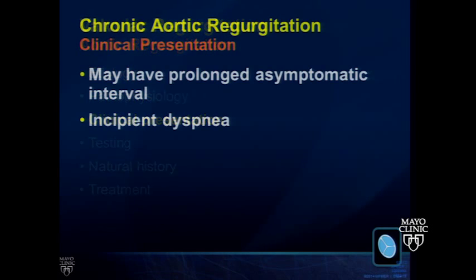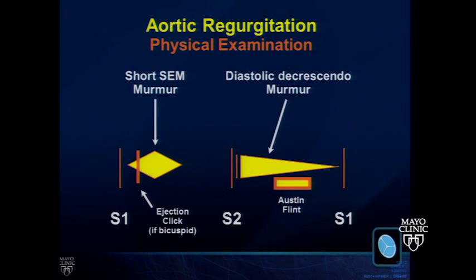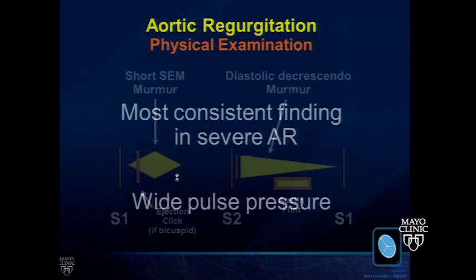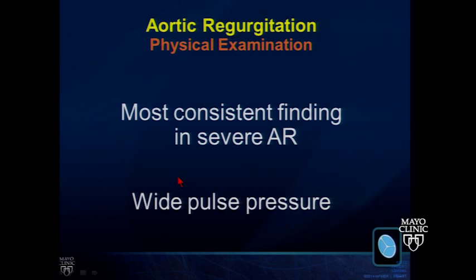Now, clinical presentation: they'll have a long, prolonged asymptomatic interval, and may have incipient dyspnea. Kyle again went through the physical findings, but it's that loud diastolic decrescendo murmur. If the jet hits the mitral valve, you may have an Austin Flint murmur, and you'll probably have a short systolic ejection murmur. The severity of aortic regurgitation, though, is best palpated on physical examination by a wide pulse pressure. The murmur needs to be there, but if your pulse pressure is not wide, you probably don't have severe aortic regurgitation.